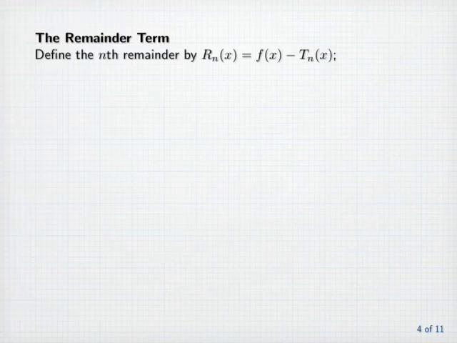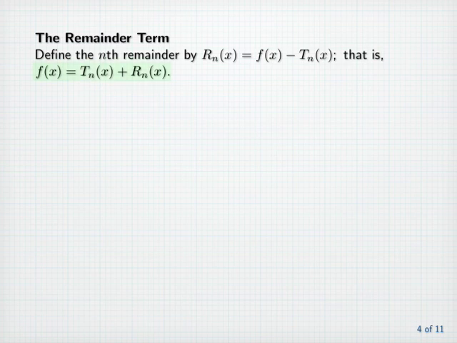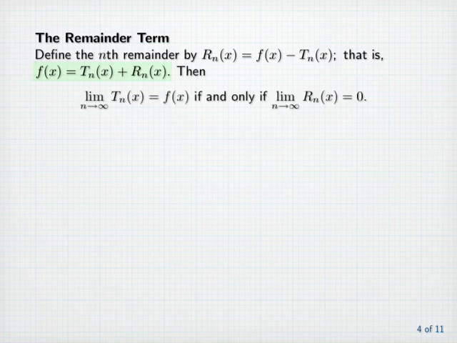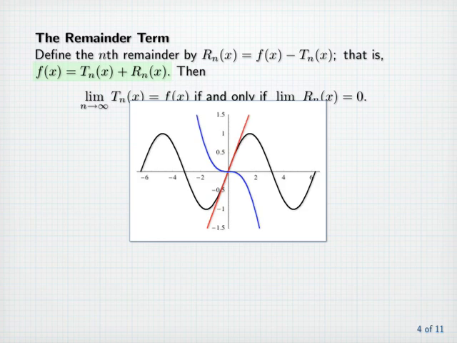The remainder term. Define the nth remainder by capital R sub n of x equals f of x minus the nth Taylor polynomial t sub n of x. That is, f of x equals the nth Taylor polynomial t sub n of x plus the nth remainder r sub n of x. Then, the limit as n goes to infinity of t sub n of x will equal f of x if and only if the limit as n goes to infinity of r sub n of x equals 0.